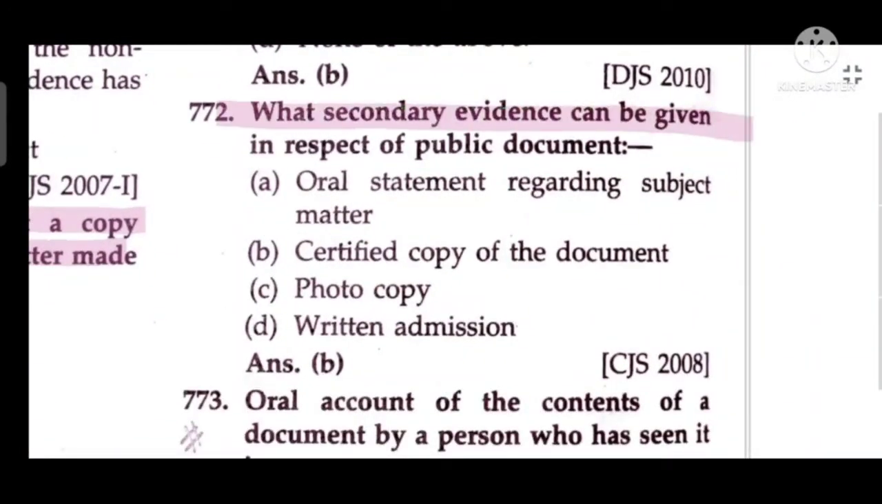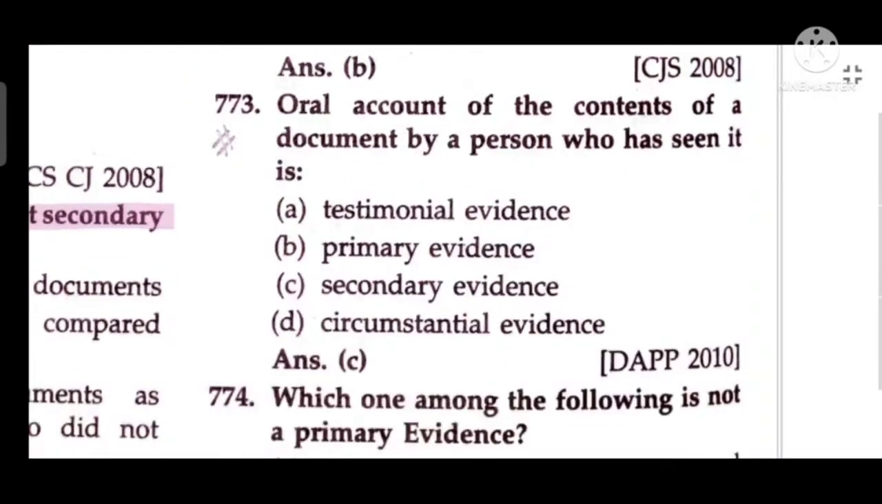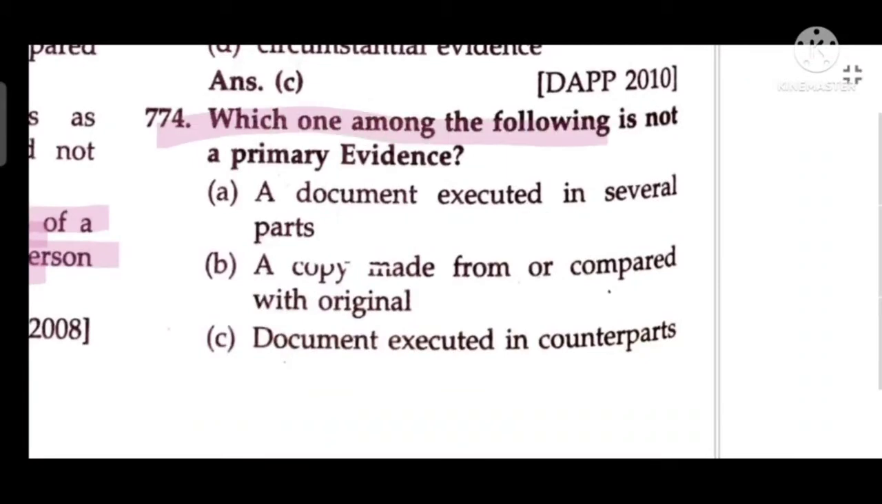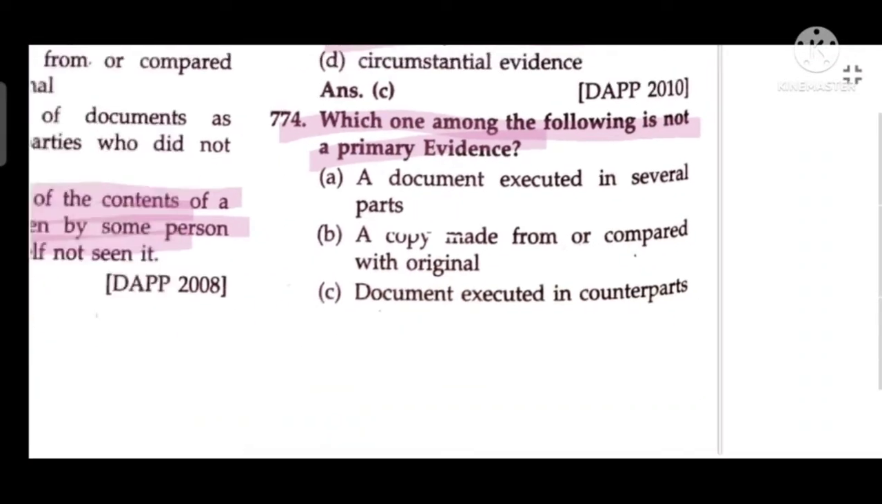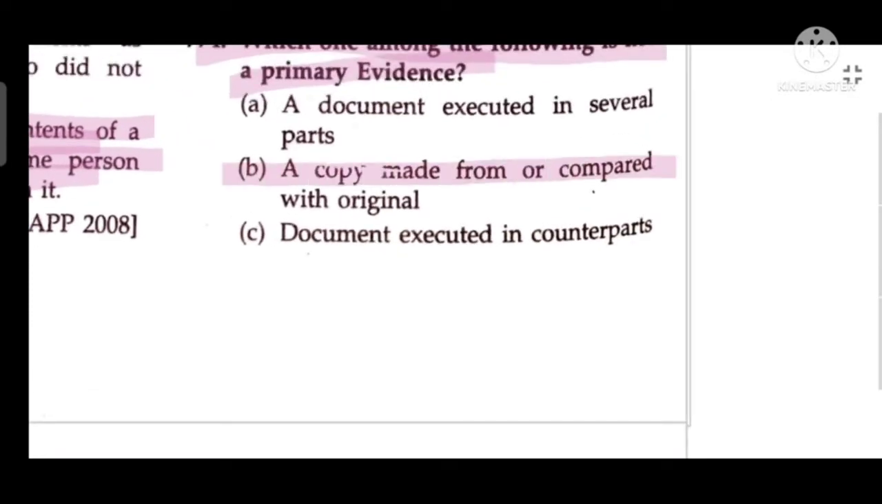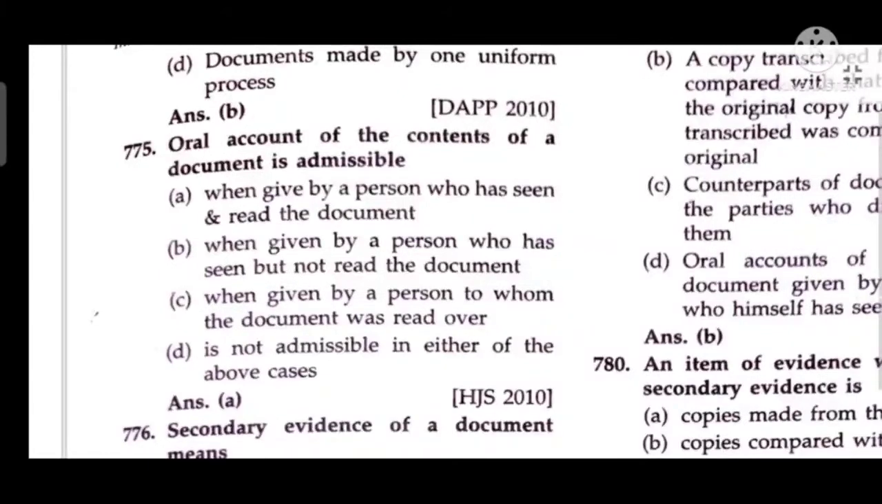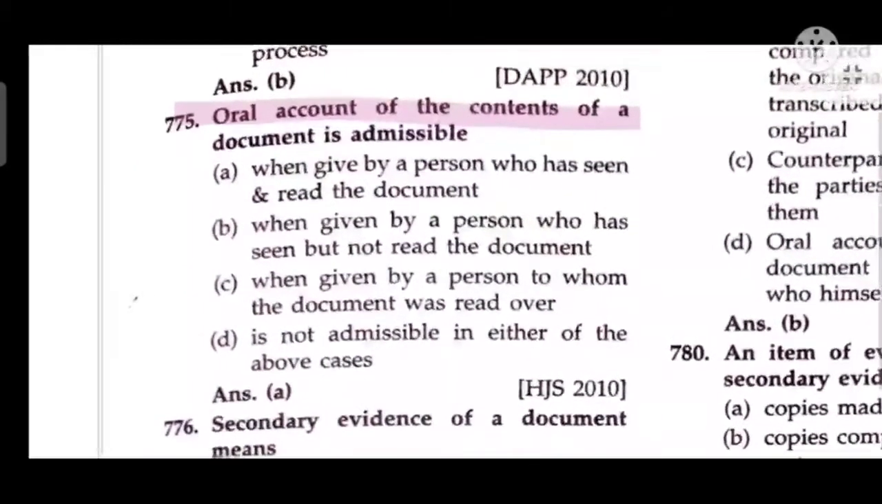Secondary evidence can be given in respect of a document only. Certified copy of a document, and oral account of the contents of the document by a person who has seen it, are secondary evidence. Which one of the following is not a primary evidence? A copy made from and compared with the original. Oral account of the contents of a document.